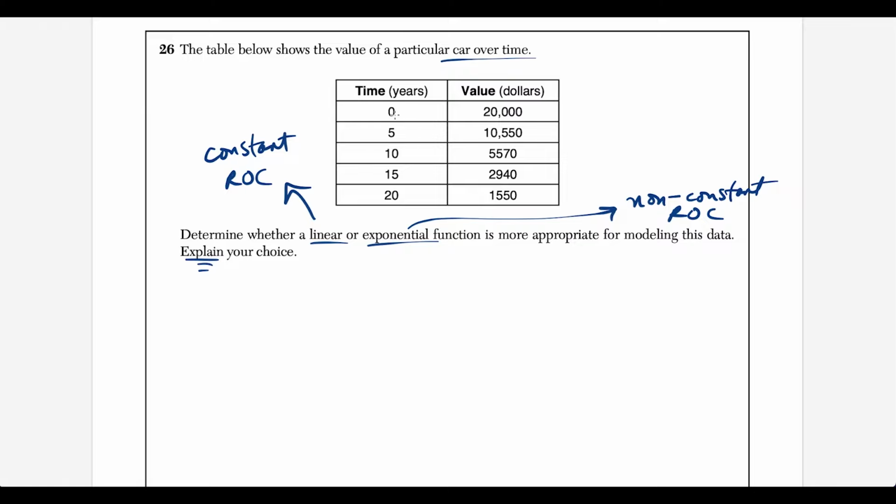Well, notice the t values here for this column for time is going up by 5. So that part is counting by the same amount. But when we look at the y values in the second column, if I do a bad approximation, it is roughly a decrease of 10,000. Even though technically this is decreasing by like 9,500-ish, this is going to get the message across. When I look at the next decrease from 10,500 to 5,500, we're decreasing by roughly 5,000. So that tells us right away that we have a non-constant rate of change, because if we had a constant rate of change, the value of the car would be dropping by roughly the same amount each time, but it's dropping by smaller and smaller amounts. So that's going to tell us that we're going with an exponential function.